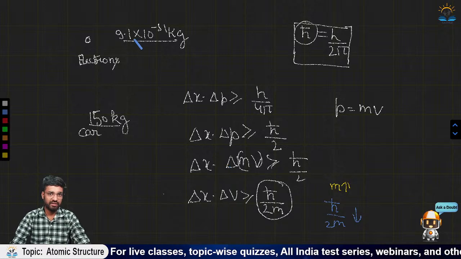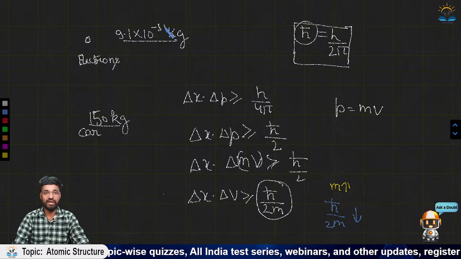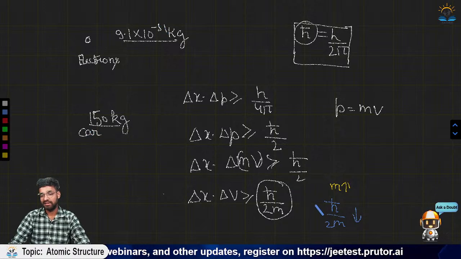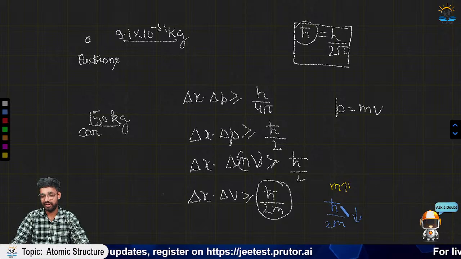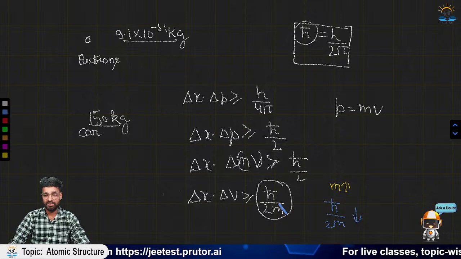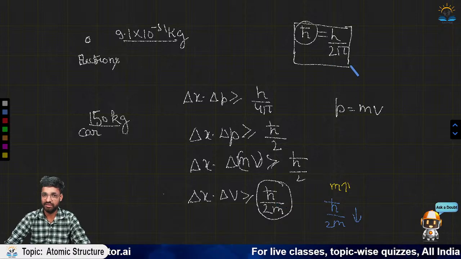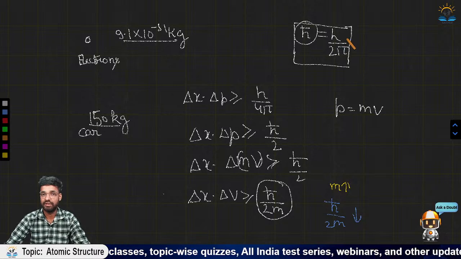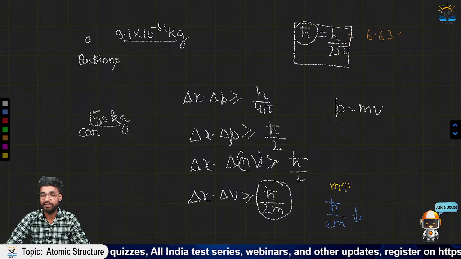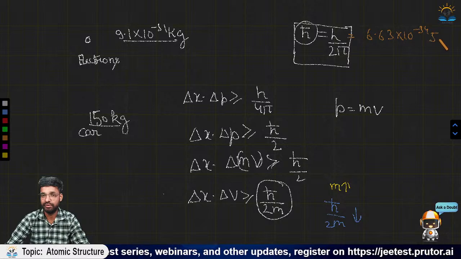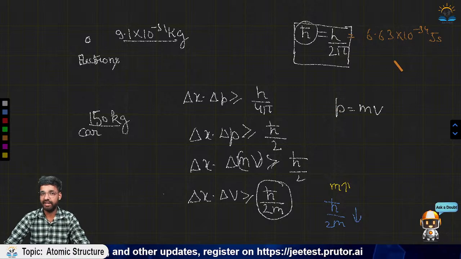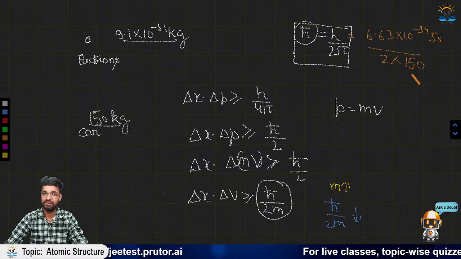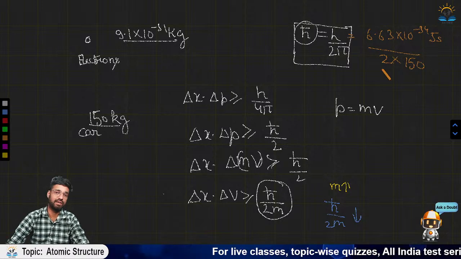So if you compare the mass of an electron, which is in the order of 10 to the power minus 31 kg, to that of a car, which is about 150 kg, you can see that this uncertainty will become much less and lesser. If you know the value of h, h is equal to 6.63 into 10 to the power minus 34 joule second. Now we are dividing it by a greater quantity, 2 into 150. I am considering it for a car, so this is for the car.